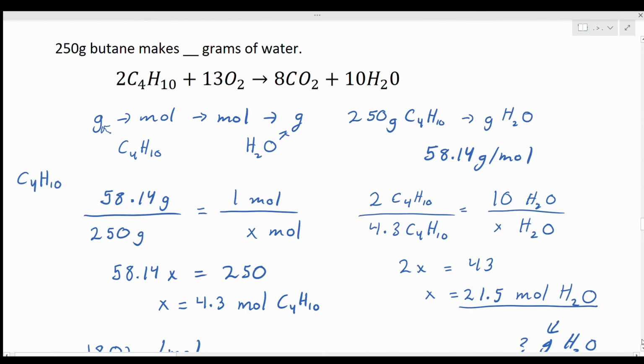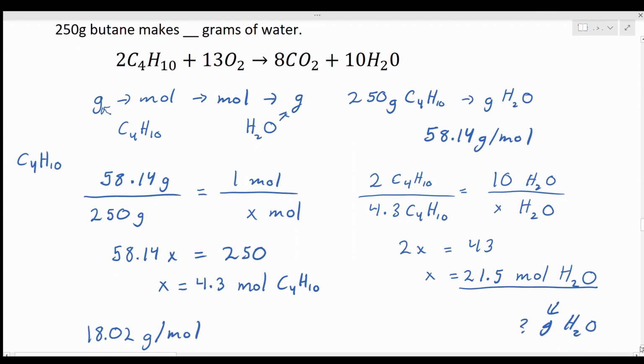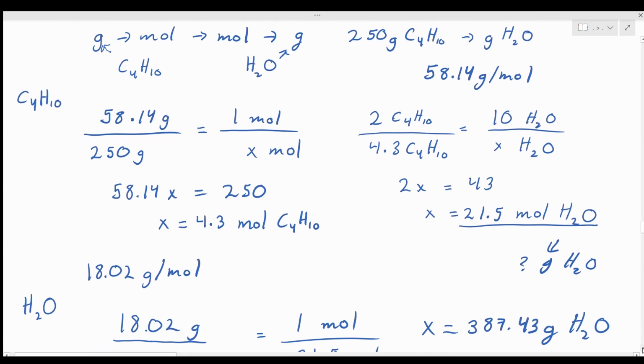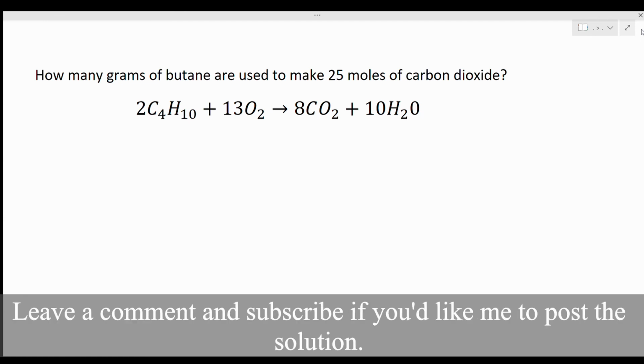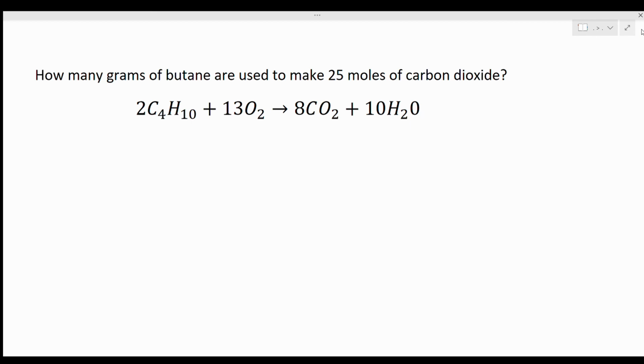So in the end, we know that 250 grams of butane will make 387.43 grams of water. So basically, stoichiometry is just about seeing the relationships between the different reactants and products. And when you use the relationship in the balanced equation, that is when you're converting moles of one substance to moles of another substance. And when you're converting grams to moles or moles to grams of one substance, you need to involve the molar mass, which can be found from the atomic masses from the periodic table, and summing those numbers up based on the number of elements in each compound.